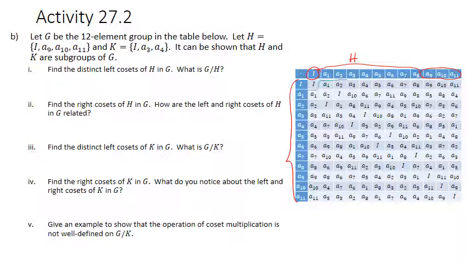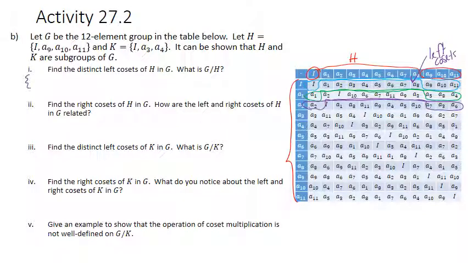So this is one left coset, and then this is another left coset. Okay, and then we can just keep going like this. This is another one, and so on and so forth. So these are the distinct left cosets. You can just read them off of the table like that. Okay, so let me just list off what they actually are.